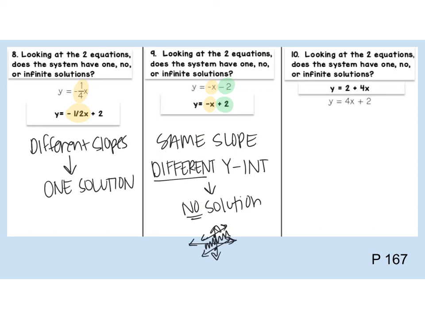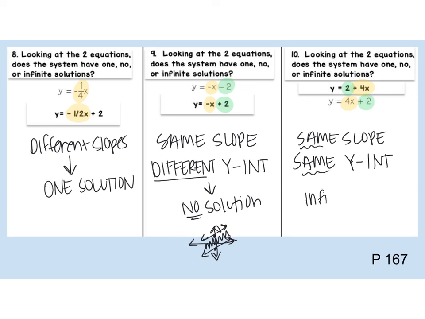For number 10, I check my slopes, and this one has a slope, what's being multiplied by x, of +4, and this one has a slope of +4 as well. Now that I know the slopes are the same, I know it can't have just one solution, so we need to check our y-intercept as well. This one has a y-intercept of 2, and that one also has a y-intercept of 2. So since they also have the same y-intercept, that means that they are going to have infinitely many solutions.